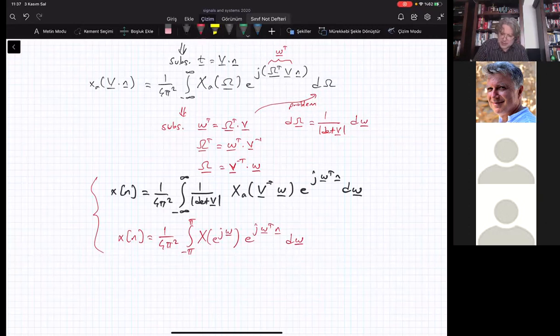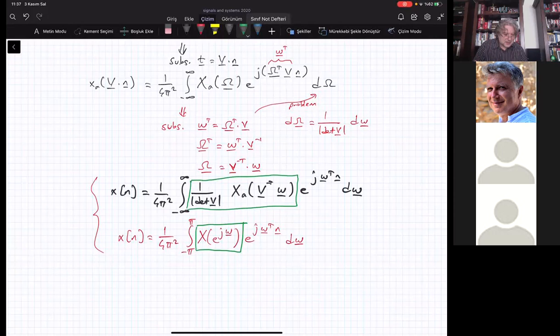transform definitions. Then how can we relate this to this? They should be more or less the same thing. I'm saying more or less because their integration limits are different. One of them is an integral from minus infinity to infinity. The other one is from minus pi to pi. So how do we relate these two things?